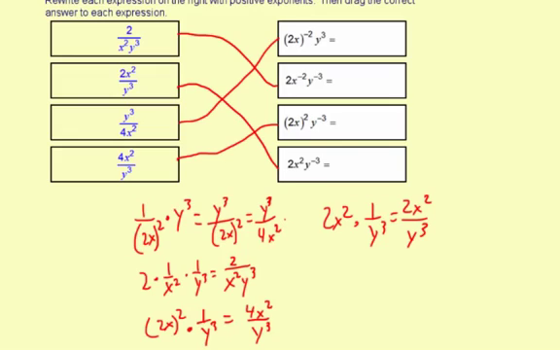So when you're doing reciprocals, just make sure you only do the reciprocal of the part that it applies to. If the negative power doesn't apply to the whole thing, don't do a reciprocal for the whole thing.